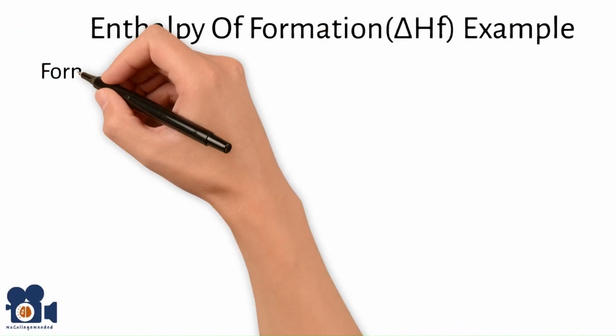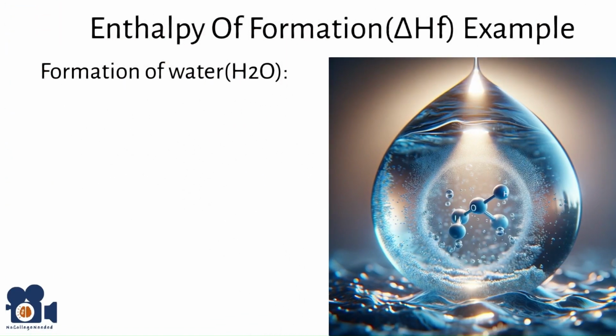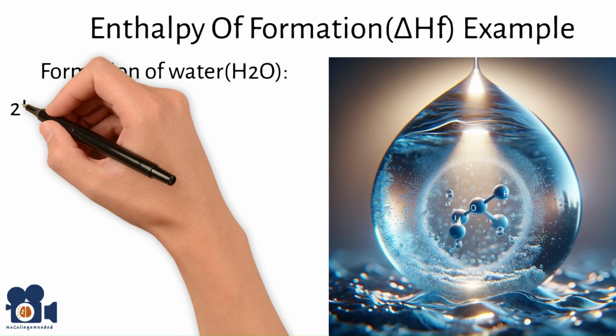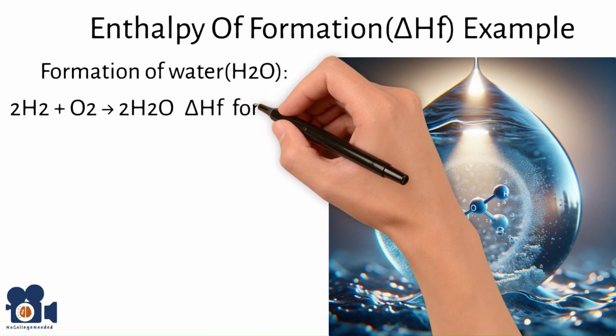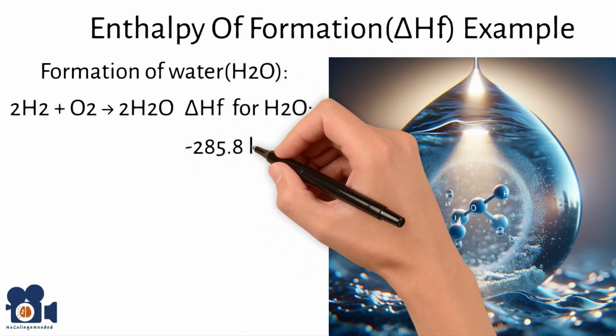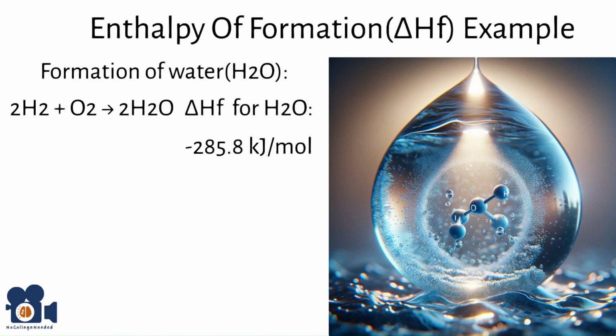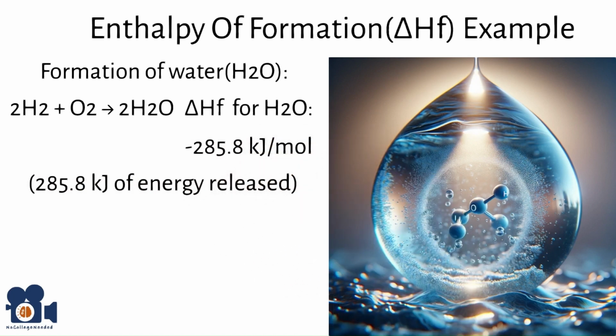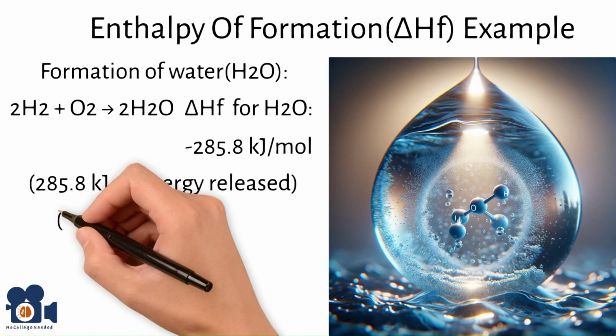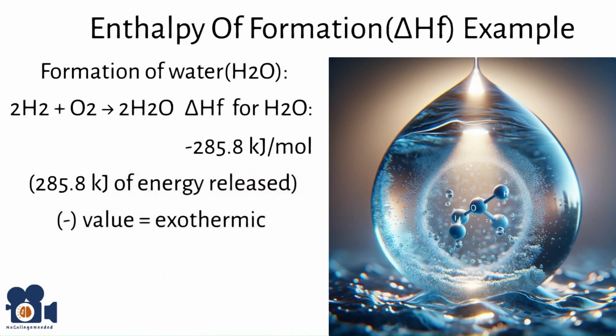Let's go through an example. Consider the formation of water, H2O, from its elements hydrogen, H2, and oxygen, O2, both in their standard states. The equation looks like 2H2 plus O2 going to 2H2O. The delta Hf for H2O is approximately negative 285.8 kilojoules per mole, indicating that the formation of water from hydrogen and oxygen gas releases 285.8 kilojoules of energy per mole of water formed, since elements in their pure state have a delta Hf of 0 kilojoules. This negative value signifies an exothermic reaction where heat is released to the surroundings. By the way, this is the concept behind hydrogen-powered vehicles.